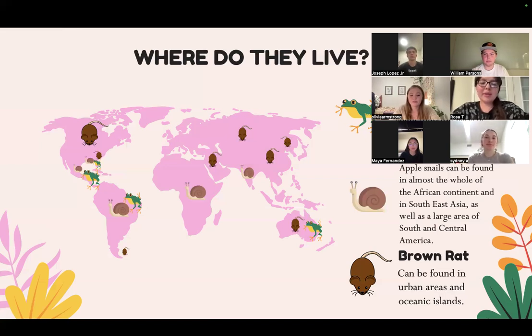Brown rats can be found in urban areas. As you know, in New York, there are a lot of rats that are large. They can also be located on oceanic islands, such as the Falkland Islands, which is all the way down near South America.